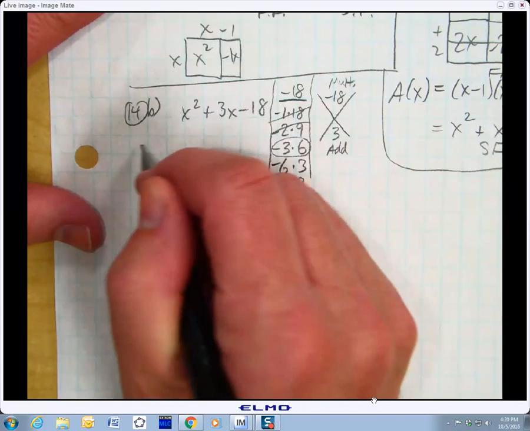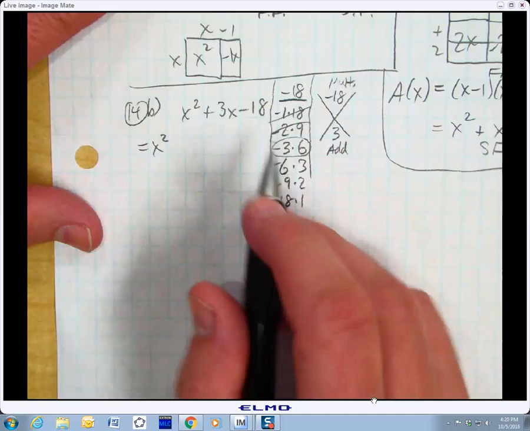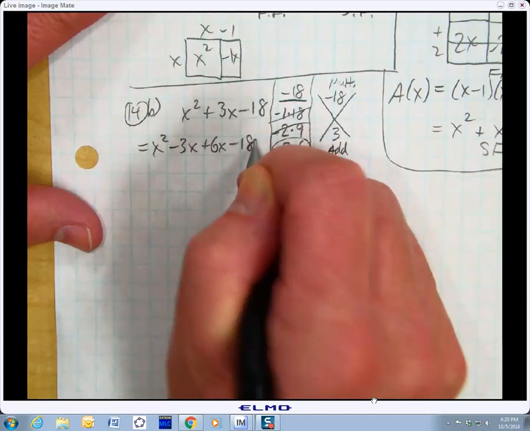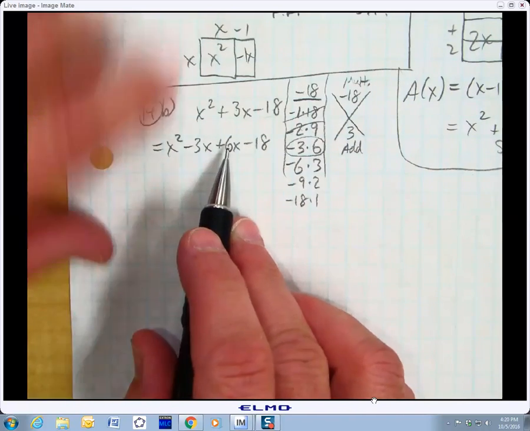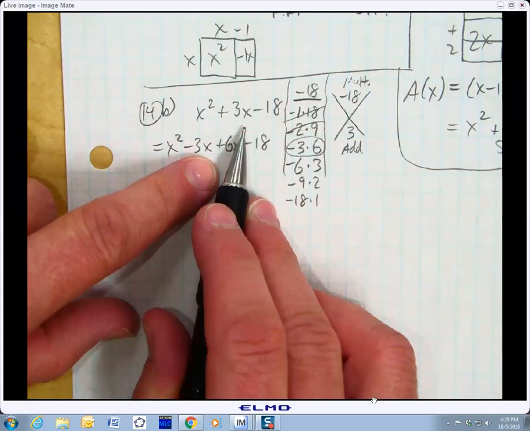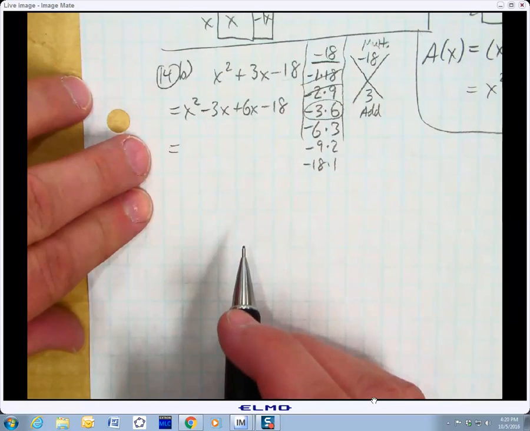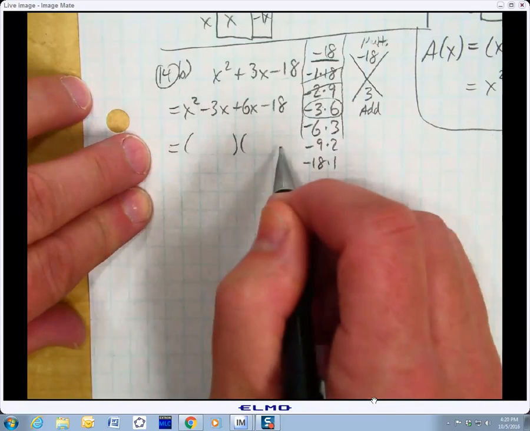So here's what we just figured out. If I were to rewrite this as x squared minus 3x plus 6x minus 18, these two terms right here in the middle will add up to the 3x. In fact, that's going to tell us the dimensions here in just a second.